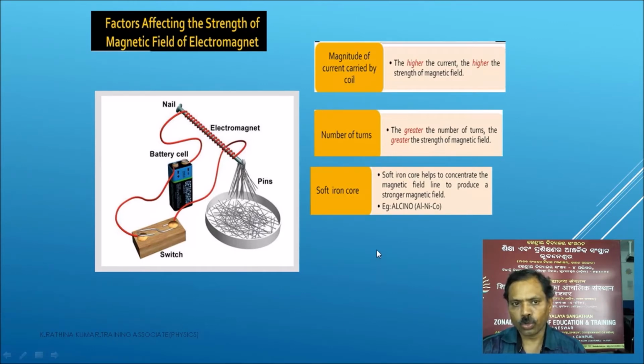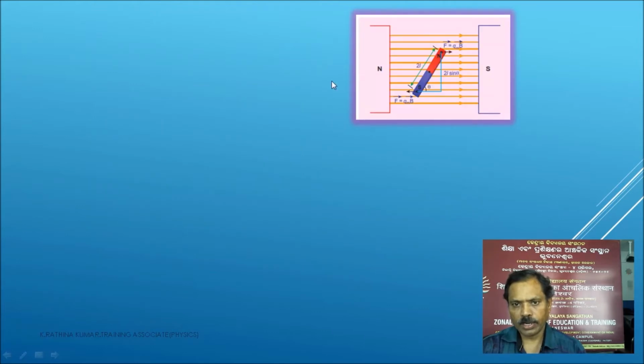And the next topic is this: here, with the North Pole and South Pole, a bar magnet is kept under the influence of the North and South Poles, in a uniform magnetic field. This bar magnet tends to rotate because the forces acting on the South Pole and North Pole are equal and opposite and cancel each other. Therefore, the net force will be 0. Then the bar magnet tends to rotate.